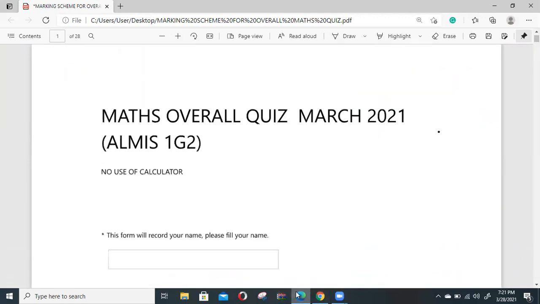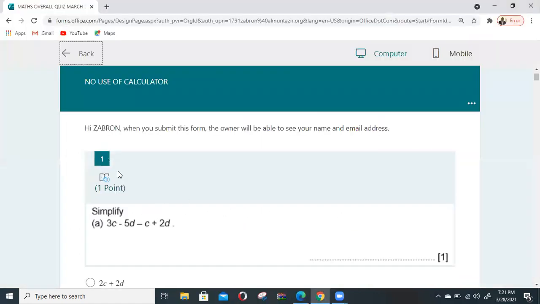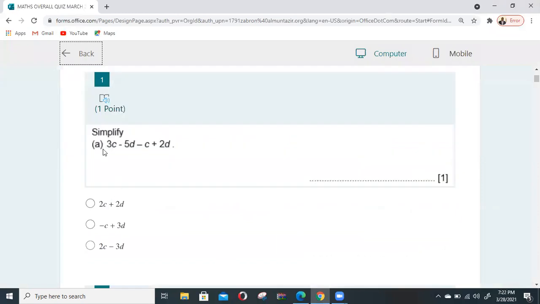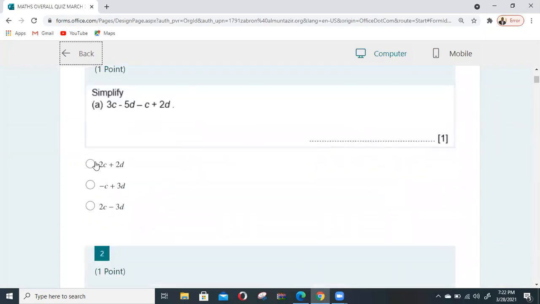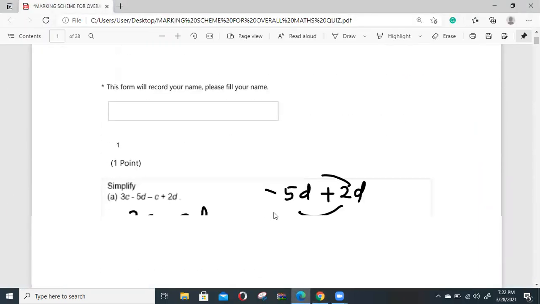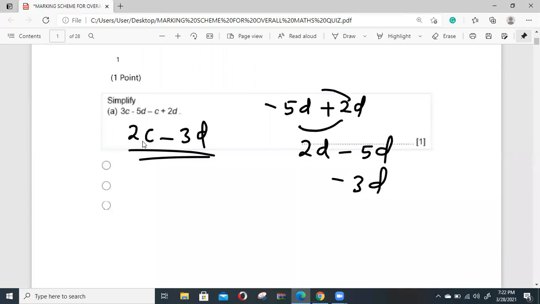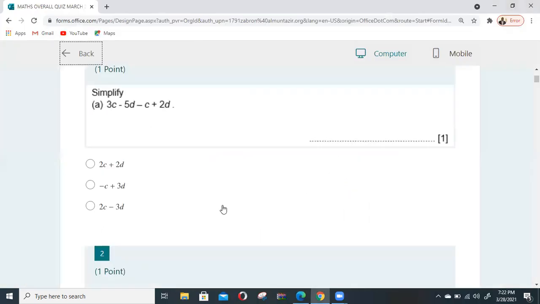So I'm a student in this class. I've got the question over here. I've got question number 1, simplify 3c minus 5d minus c plus 2d. This is a multiple choice question, so you need to choose a correct answer when you simplify that. Let me check my marking scheme. What was my correct answer? My correct answer was 2c minus 3d, and this is my working. So there we go. All right, so go ahead. 2c minus 3d is the answer.